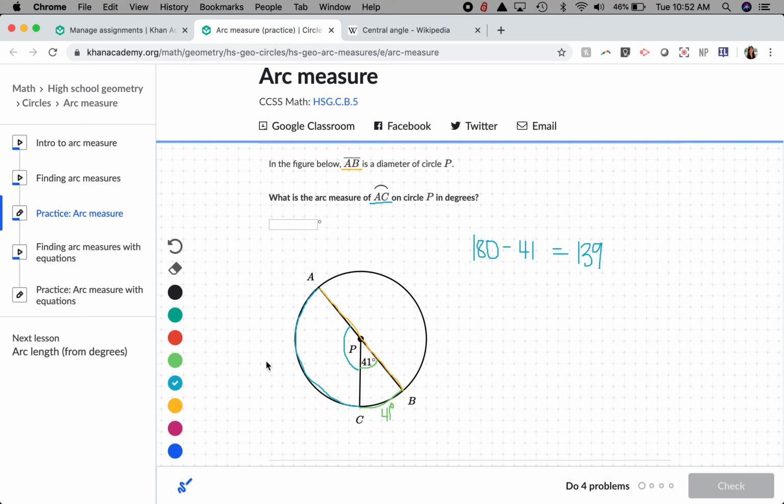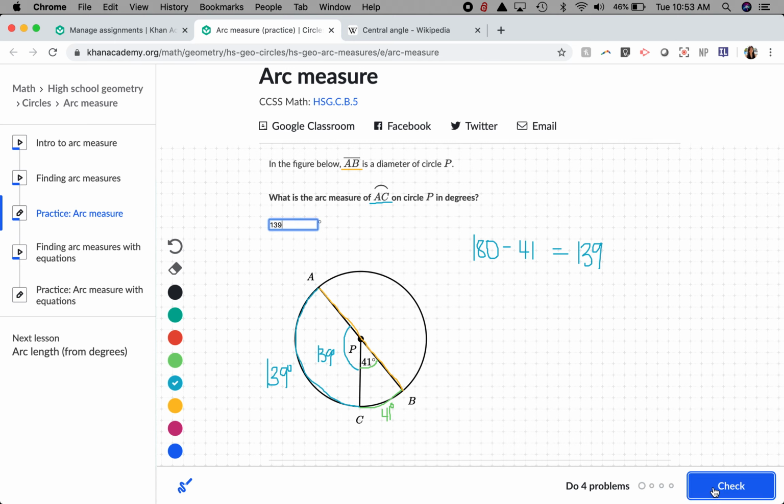Now again, because the central angle is going to be the same measure as the arc, this angle on the inside will also be 139 degrees, which makes sense. If we really look at the problem, these two angles, the green and the blue angle, are actually supplementary because they form this yellow line together. So let's go ahead and type in 139 as our answer and check.